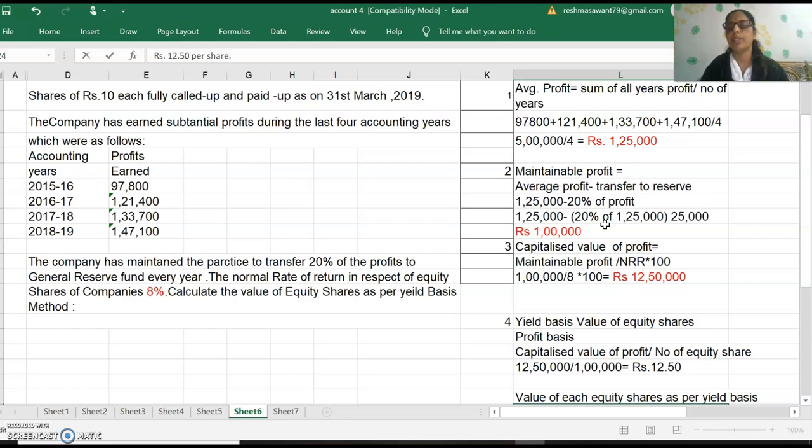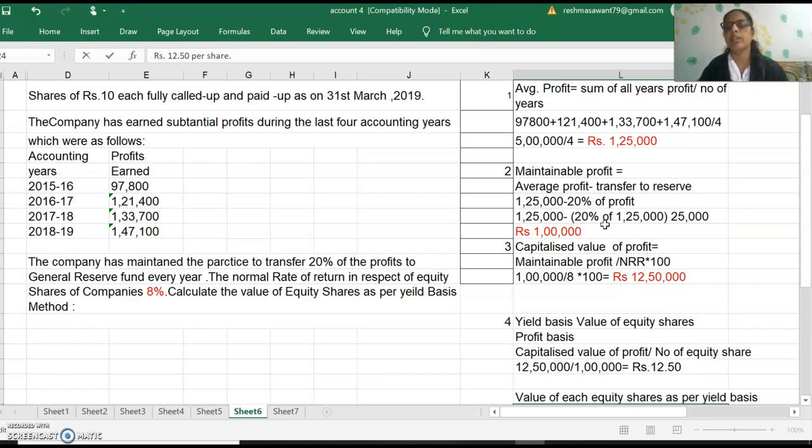1,25,000 less 20% of profit. So the 1,25,000 less 20% of average profit. Don't take any particular amount, it is calculated in step number one, that is your average profit. So 20% of 1,25,000 is rupees 25,000. You will get your maintainable profit, 1,25,000 minus 25,000, rupees 1 lakh.